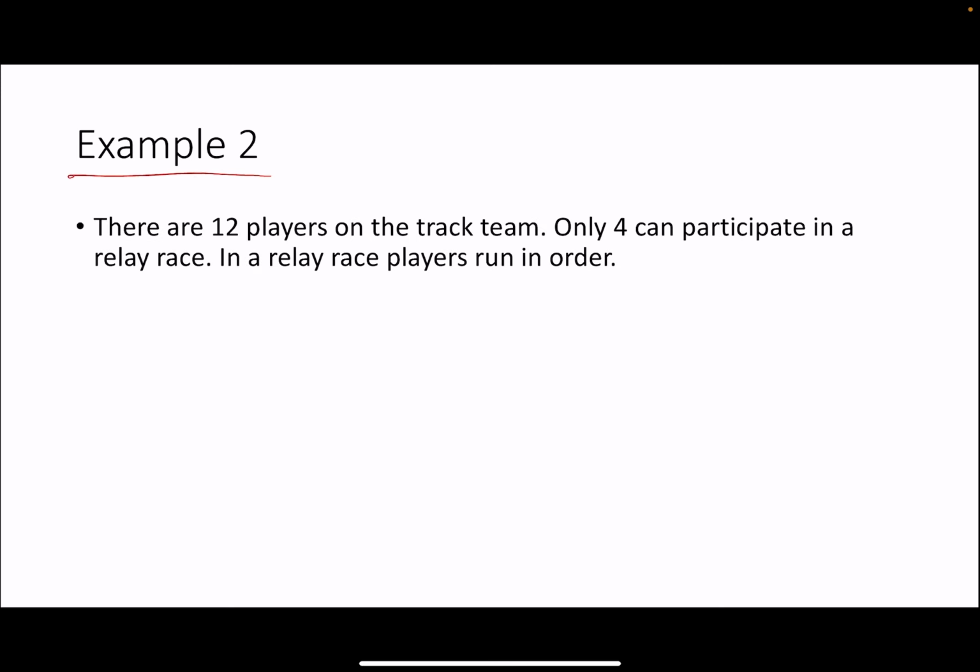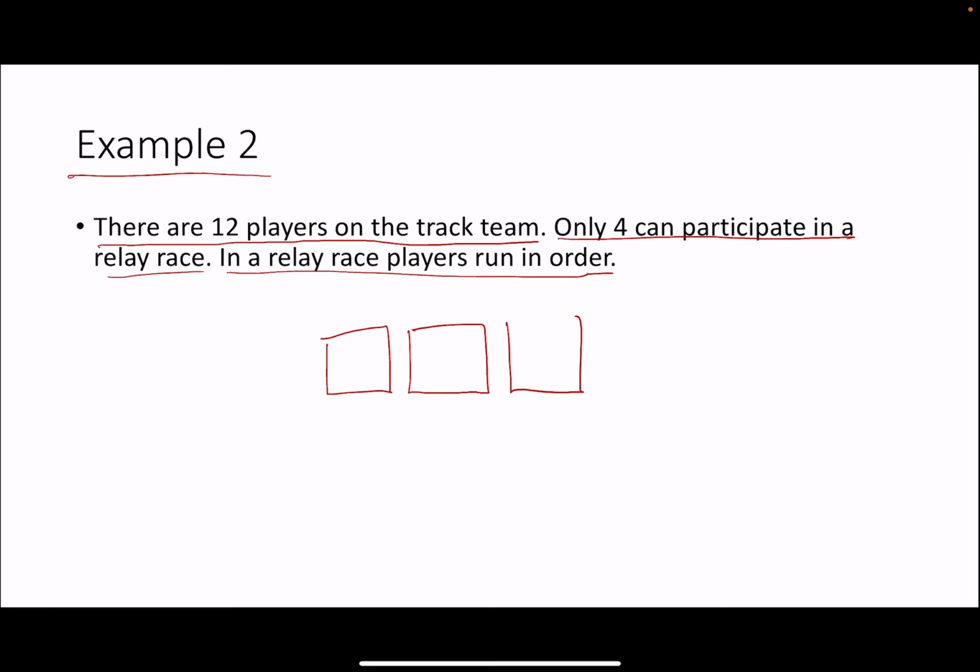Okay, here's another example of a question that I might ask. There are 12 players on a track team. Only 4 can participate in a relay race. In a relay race, players run in order. So how many ways can you arrange 4 people? Well, for the first person, I have 12 people to choose from. The second person, I have 11 people to choose from. Then 10, then 9. So it's almost like 12 factorial, but we stop at 9.